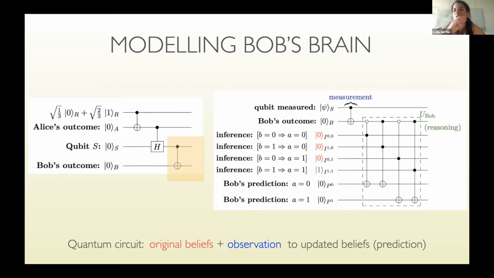And then we're going to have some quantum circuit that takes the observation of Bob and takes the original beliefs of Bob and evolves this in a way that encodes logical reasoning to reach Bob's final prediction. So just think about this, that for now, imagine that the logical system Bob uses is encoded by the type of unitary he applies.